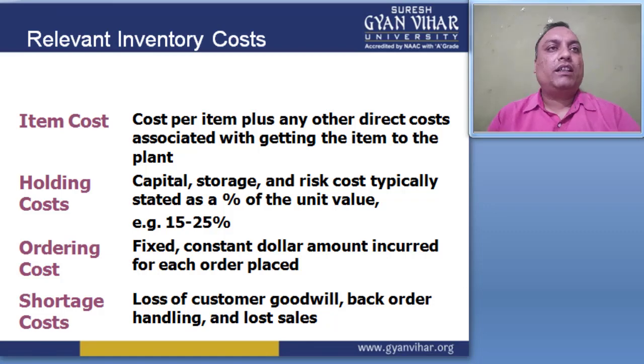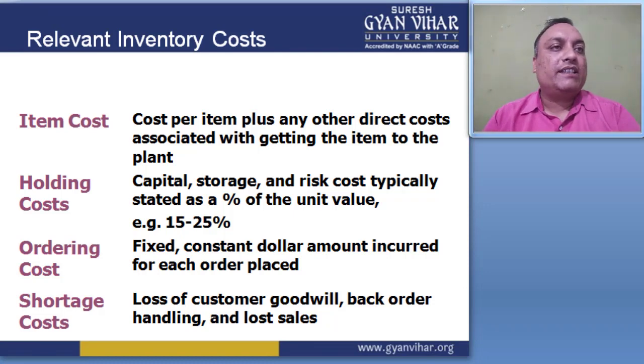These are some relevant inventory costs. These are the item cost, holding cost, ordering cost and shortage cost. These costs are related to the EOQ analysis. So first I am going to explain the item cost. Item cost is the cost per item plus any other direct cost associated with getting the item to the plant. And the holding cost is the capital, storage and risk cost, typically stated as a percentage of the unit value. Example, this is a value of 15 to 20%, 25% of the total value cost.